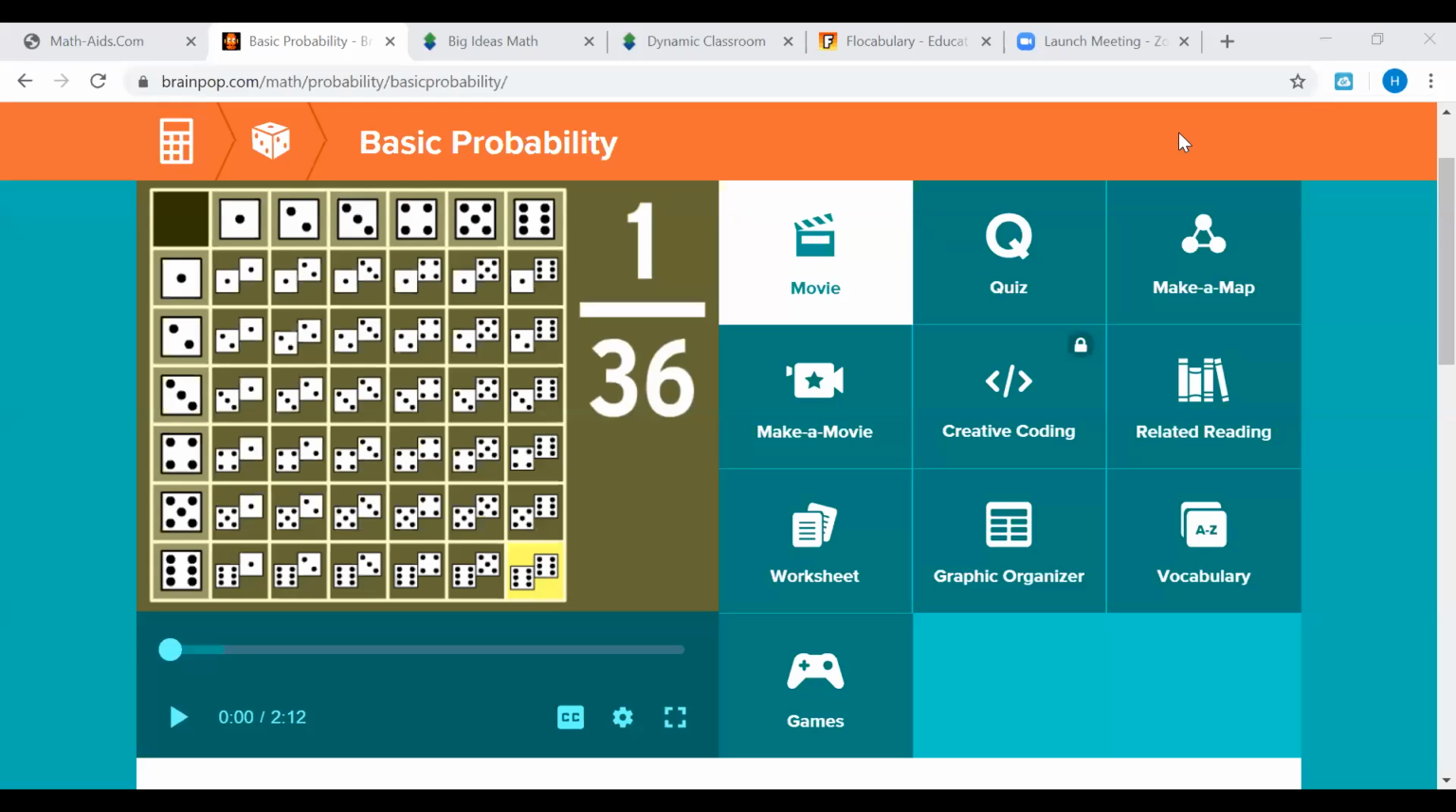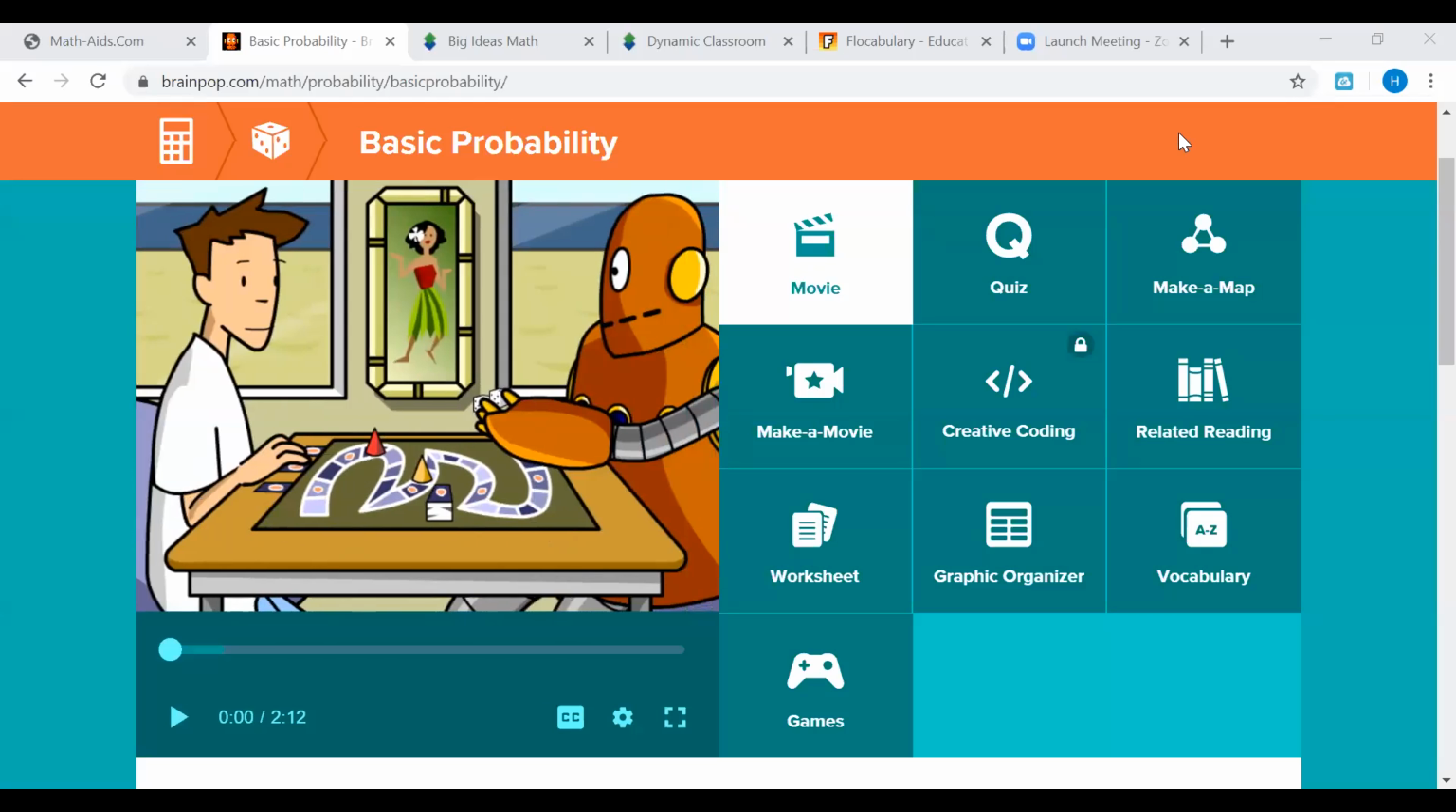So before we look at the textbook, I'm going to show you this Brain Pop on basic probability.